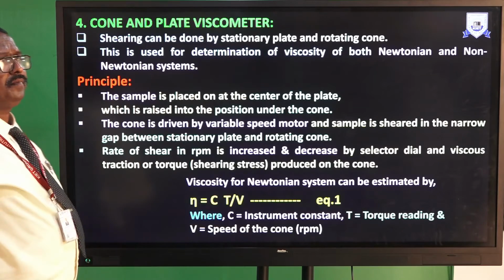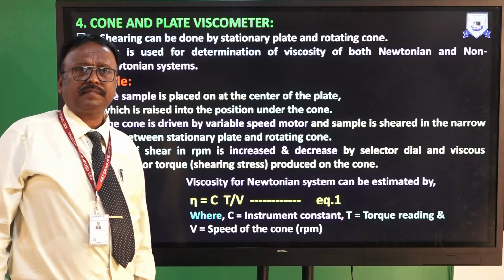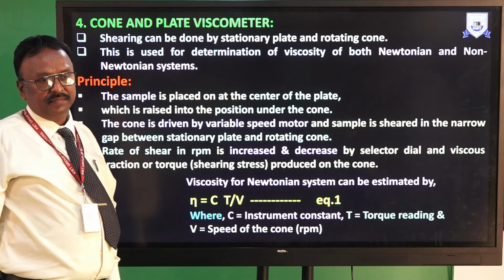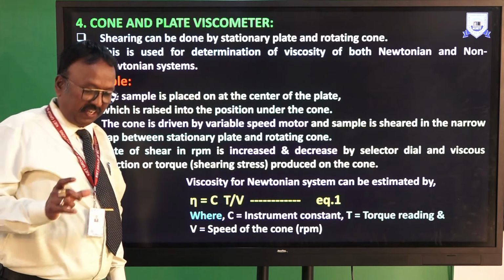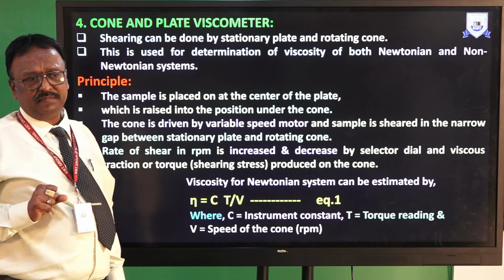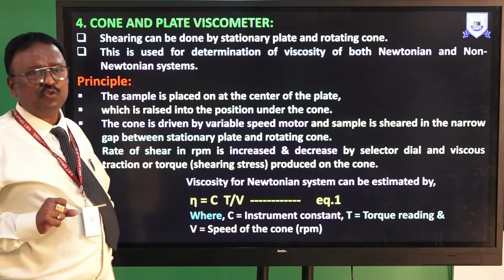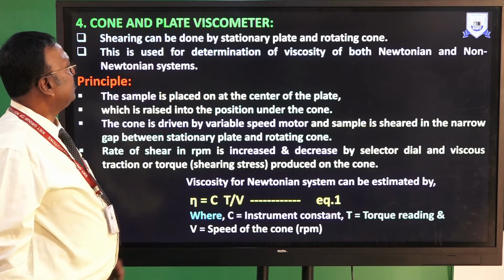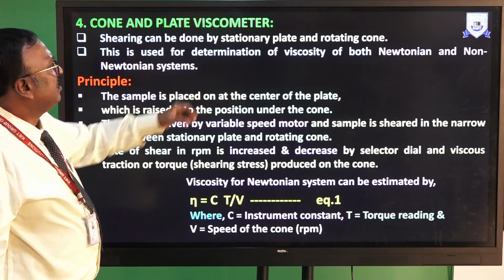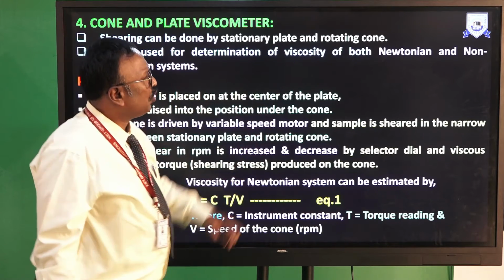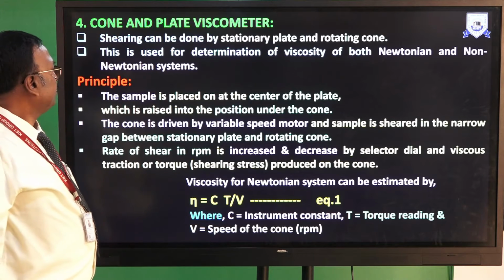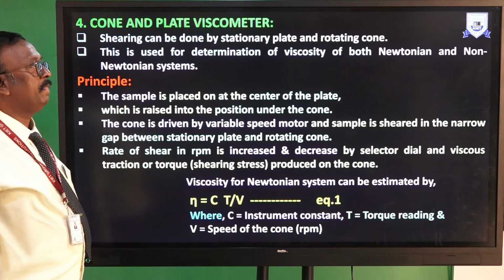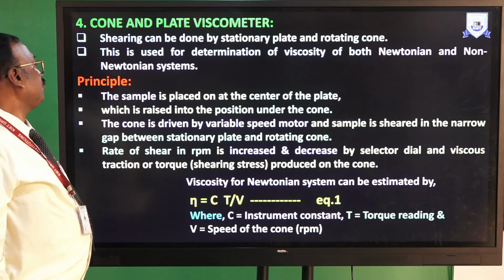Coming to the last viscometer, that is the cone and plate. The cone and plate viscometer is widely used in the pharmaceutical field, and shearing is done by a stationary plate and a rotating cone. This is used for determination of viscosity for both Newtonian and non-Newtonian systems.